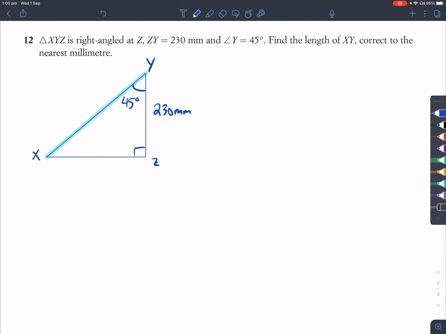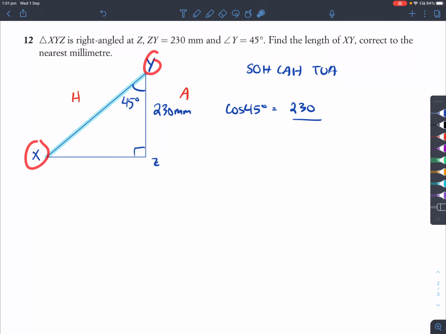That's our hypotenuse. So we've got the edge here, which is adjacent to the angle 45 degrees. So we now have two sides which are A and H. So using SOHCAHTOA, we know we're going to use the middle bit, which resembles cosine ratio. So cosine of the angle 45 degrees is adjacent over hypotenuse, which in this case adjacent is YZ, and that is 230. I should replace it by that. And then the hypotenuse in this case is XY.